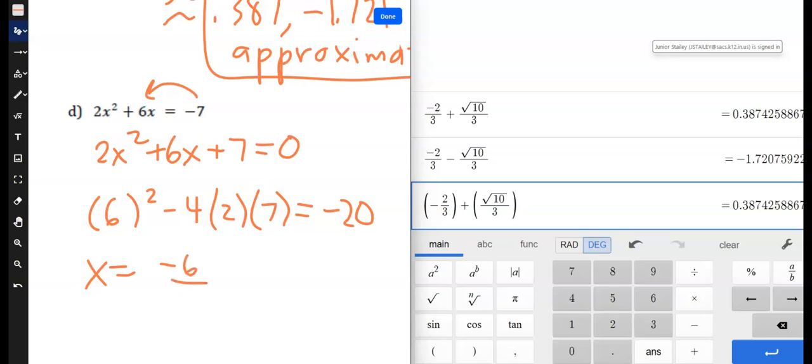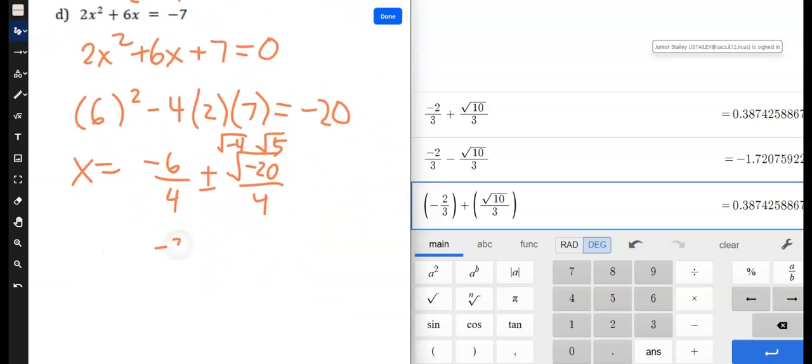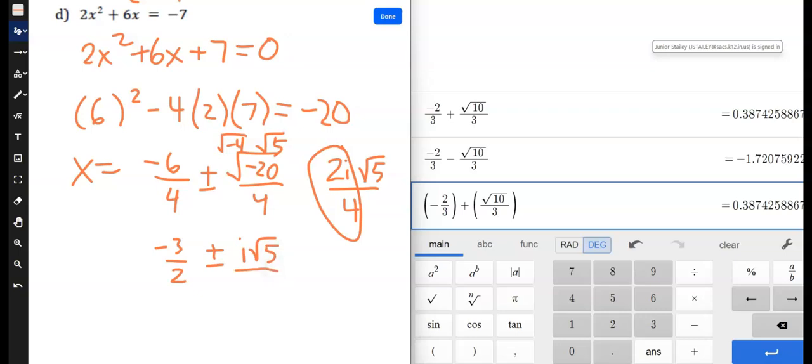Opposite of b over 2 times a plus or minus square root negative 20 over the same thing. And of course, that square root of negative 20, we're going to break that up into square root negative 4, square root 5. So this one would be breaking down into negative 3 plus or minus, so that would be 2i radical 5 over 4, but that can be reduced, right? I see this on the outside, so I'm going to have i square root 5 over 2.